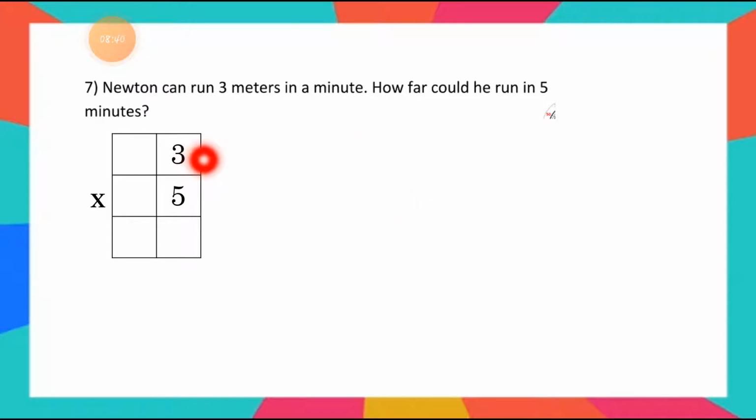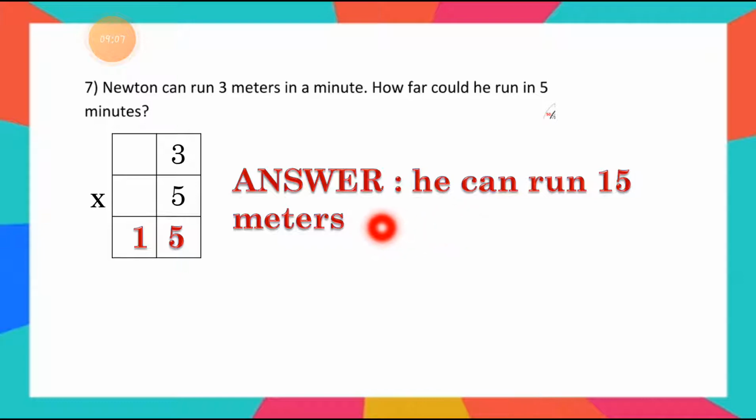So here is 3 meters. He can run in 1 minute. So how many can he run in 5 minutes? So we have to multiply. 5 threes is equal to 15, and 3 fives is also equal to 15. So we can write the answer 15 this way. Now we have to give the answer in words. Here is the answer in words: he can run 15 meters in 5 minutes.